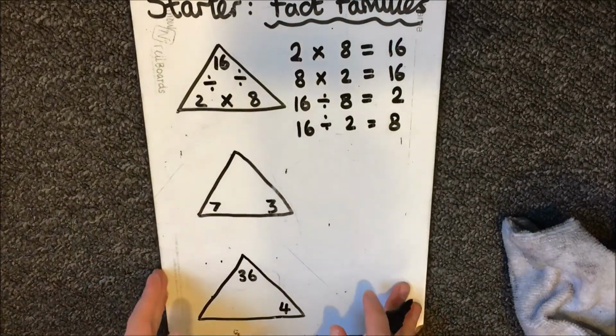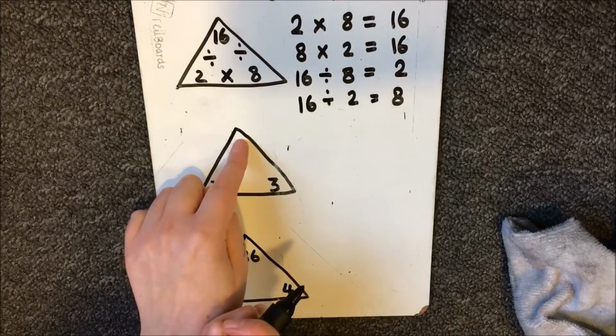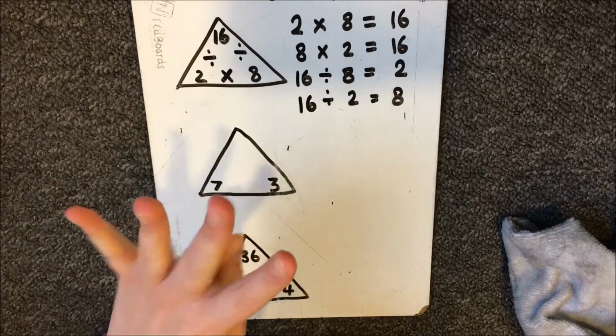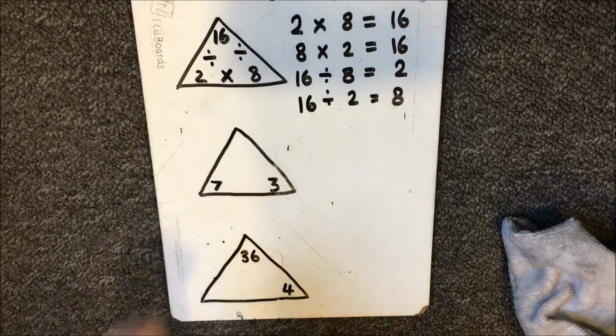Fantastic. Let's have a go at the second one. Pause the video. Can you have a go at finding what your whole is, and then write 4 number sentences to describe this fact family triangle? Once you're done, unpause the video and we'll go through it together. Pause and do that now. Ready to go through it?